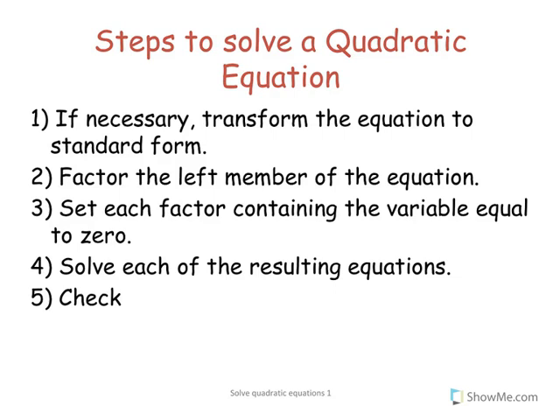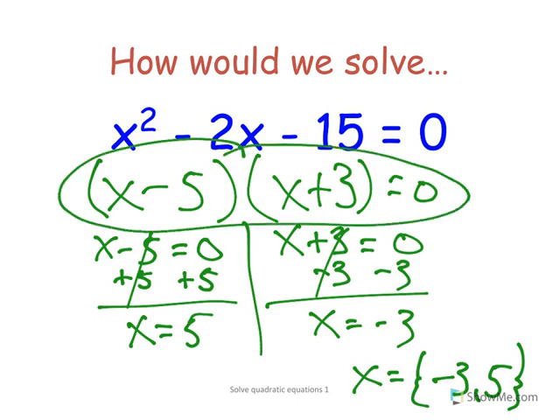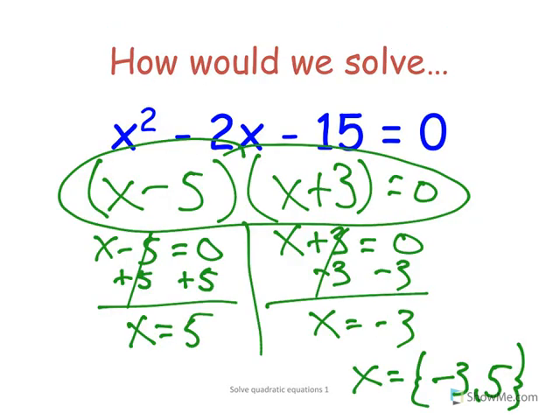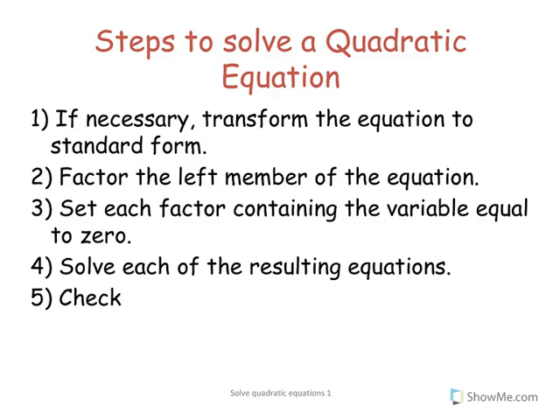Step 3: set each factor containing the variable equal to 0, right? So that's what we just did, right? This is where we set each factor equal to 0. And then we're going to solve each of the resulting equations, right, which is exactly what we did. Let me go back here, right? We solved the first equation. We solved the second equation. We write our answer as a solution set. And then as far as the check, again, that's something where if I assign the check, we'll do it. If not, then we're just going to solve it, and we can kind of cut out step 5 after that.